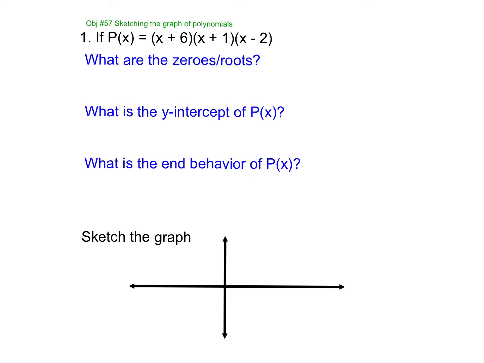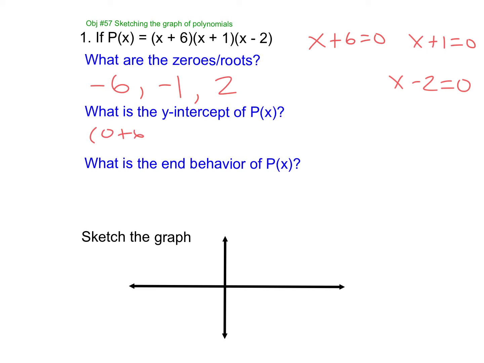All right, so let's do a review of what we did the other day. So here's our polynomial, and what are the zeros or the roots? To find zeros or roots, we're basically just taking each of these factors and setting it equal to 0. We get -6, -1, and +2. The y-intercept, if we plug in 0, what do we get? 0 plus 6 times 0 plus 1 times 0 minus 2, that gives us -12. So 0, -12 is our y-intercept.